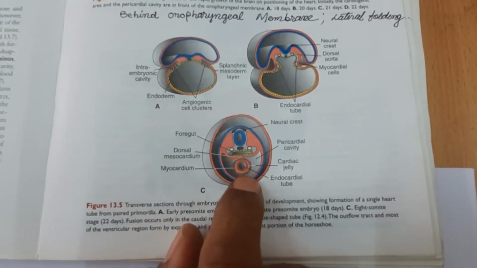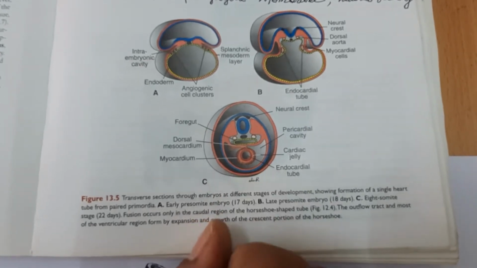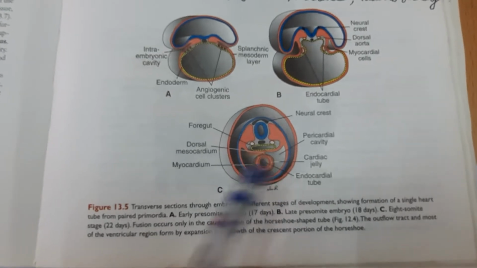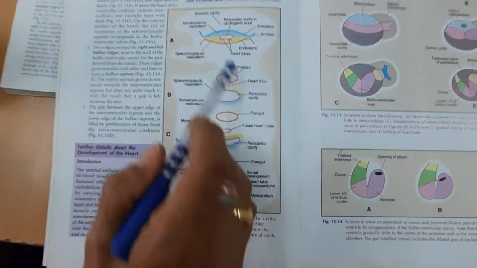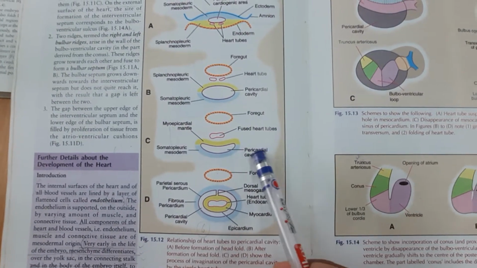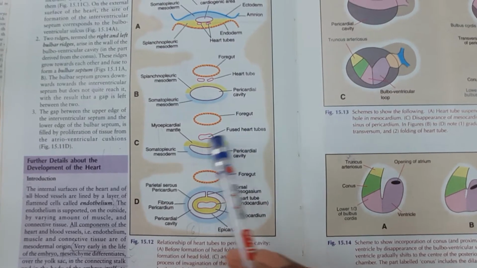So this is the dorsal mesocardium. Dorsal mesocardium. In this diagram, we can see the formation of the pericardial cavity and the fused heart tube.